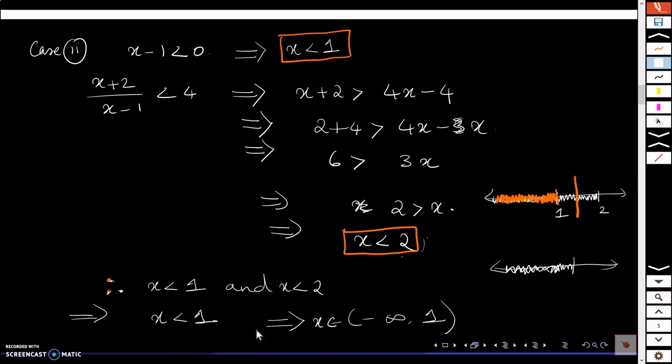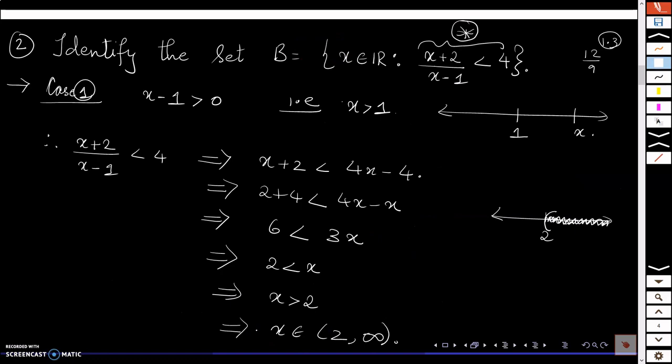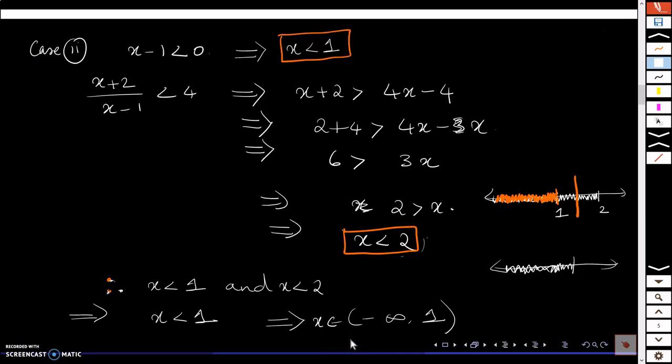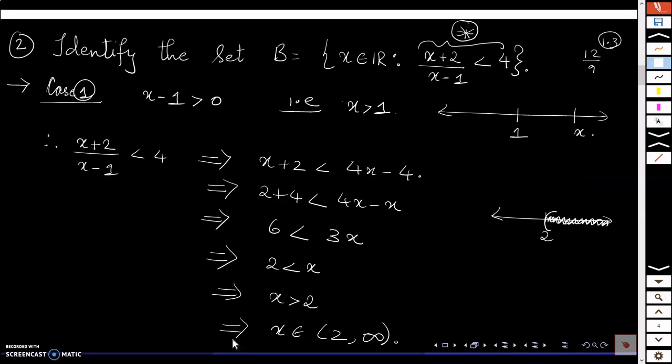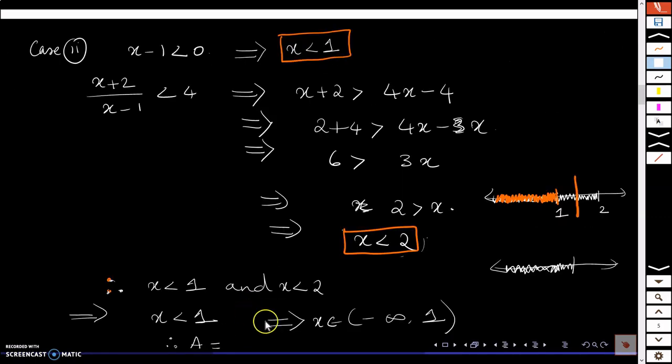So in case 1, which points will be coming inside A? The points in the open interval (2, infinity), and in case 2, the points from minus infinity to 1 will be coming inside your set A. So we can conclude that the set A is the union of these two intervals, that is (minus infinity, 1) union (2, infinity).